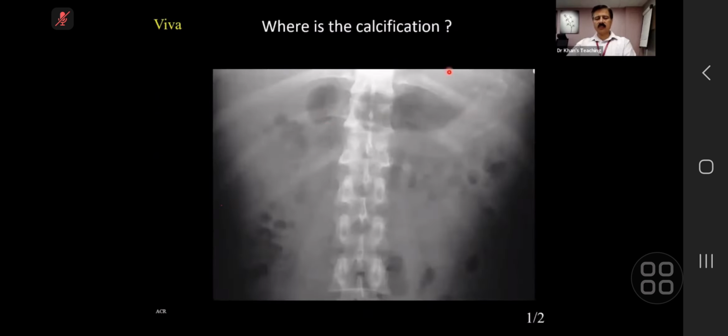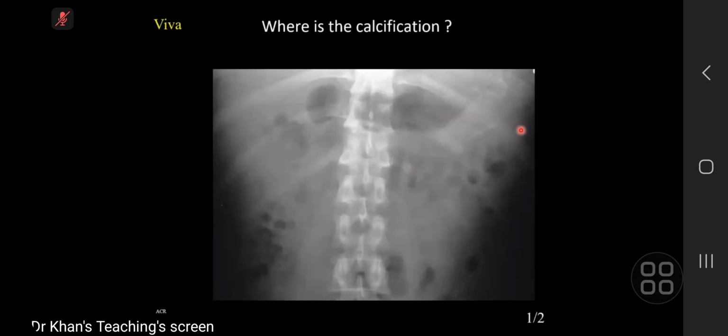Where is this calcification? Okay, so this is in the left upper quadrant. So I can think of a spleen, calcification within the spleen, or I can think of a large mass within the adrenal, but it's a bit high and more lateral. And I can think of something within the pancreas.